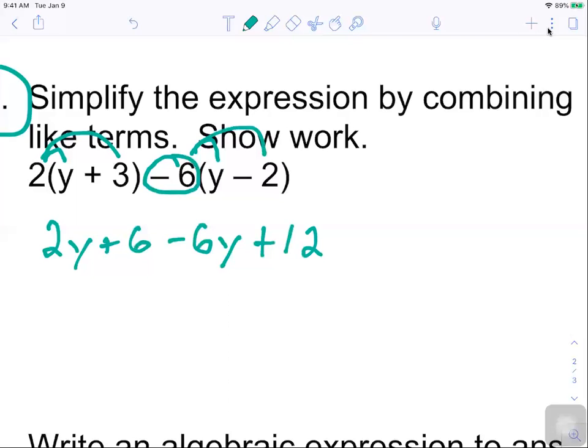So now that we're here, we're going to combine our like terms. If you notice, we have two different y's, and then we have two constants. So we have 2y minus 6y is going to give you -4y. And then our two constants that we have left over, a 6 plus a 12. 6 plus 12 is going to give you 18. So your final expression will be -4y plus 18.